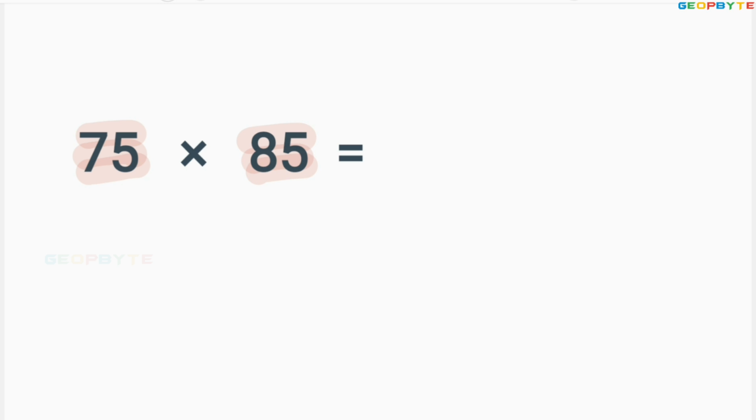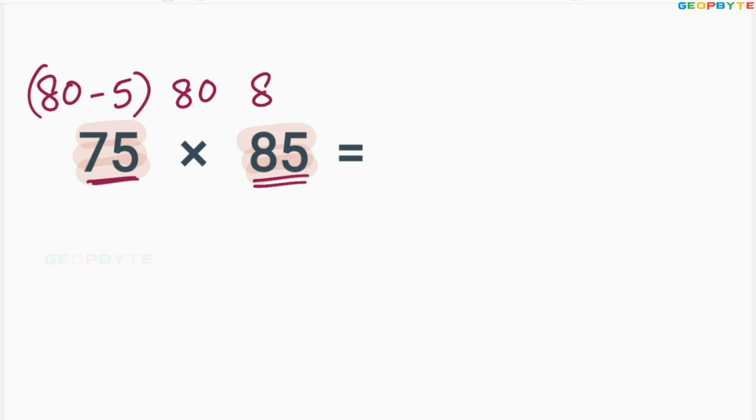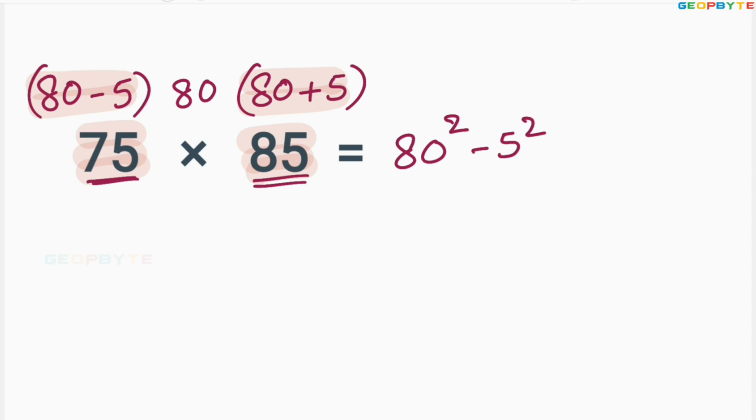The middle number between these two is 80. Then this 75 you can write as 80 minus 5, and 85 I can write as 80 plus 5. Now it is in the form of (a plus b) into (a minus b) equal to a square minus b square, 80 square minus 5 square.